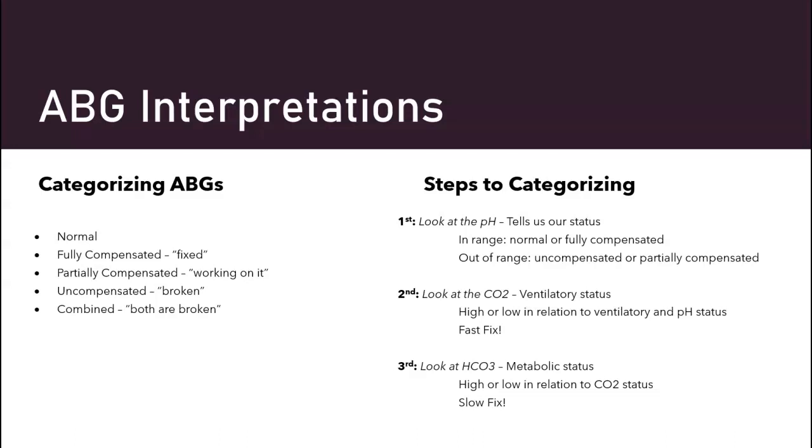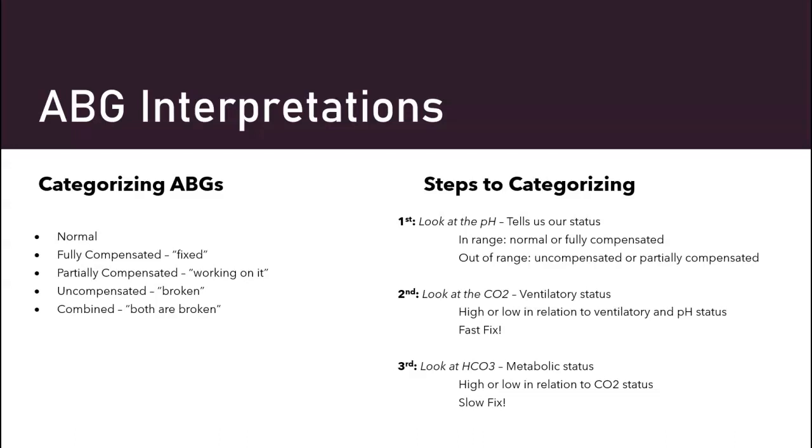I remember being a student and being very overwhelmed with ABGs and looking at it and being like, okay, you give me this blood gas, but where do I even start? You just threw some numbers at me and you want me to categorize it, but now what do I do? So I like steps to kind of have a strategy to look at. So first I look at the pH. What status am I in? Am I normal or fully compensated? So am I within range? Am I in my 7.35 to 7.45?